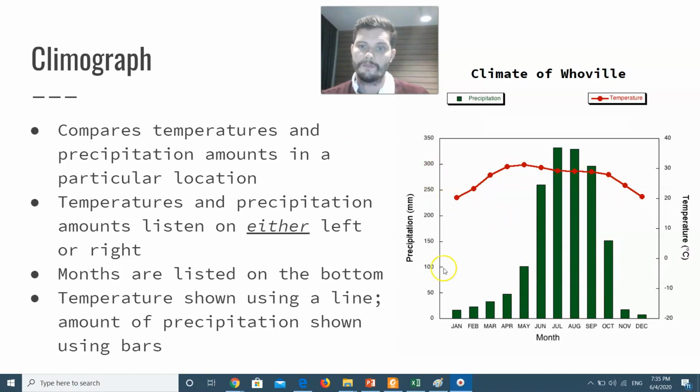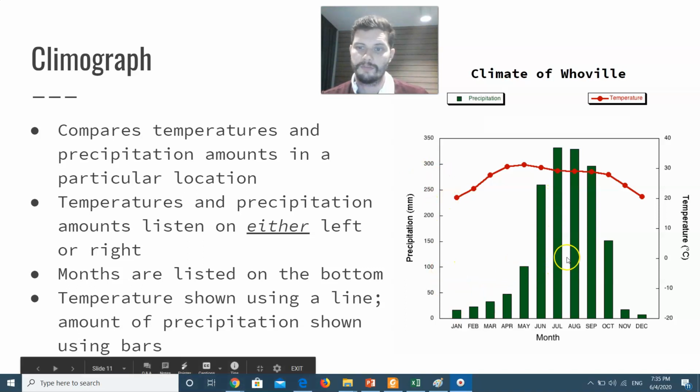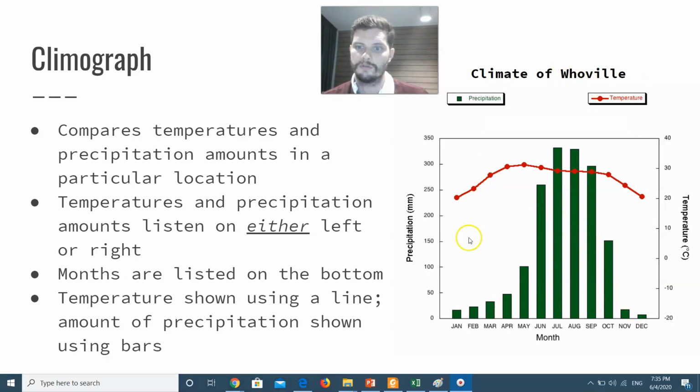The bars will tell us the amount of precipitation in this particular region. In this case, we're looking at the climate of Whoville. The line would indicate the temperature at different points in time. As it says here, climographs compare temperatures and precipitation amounts in a particular location. The temperature and precipitation amounts can be listed on either the left or the right.